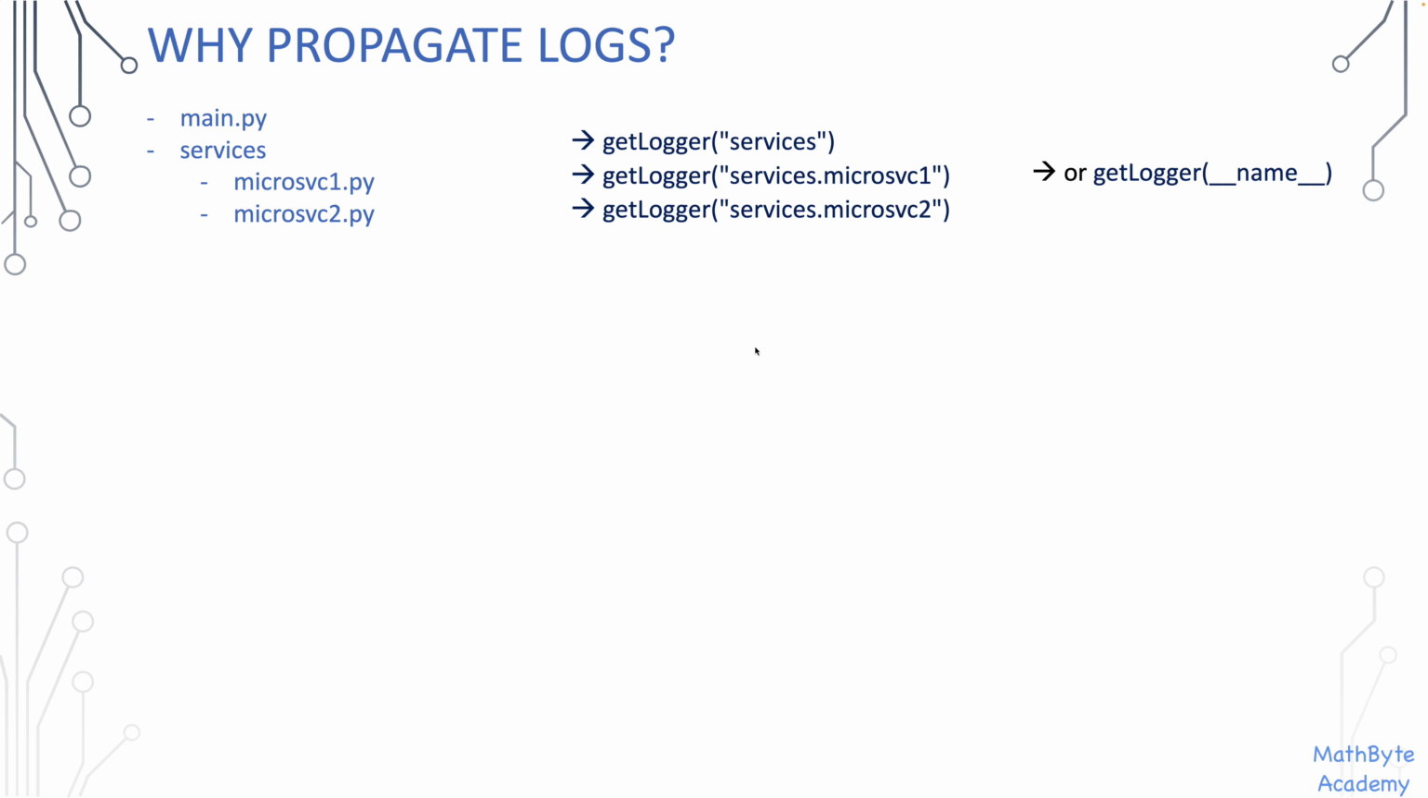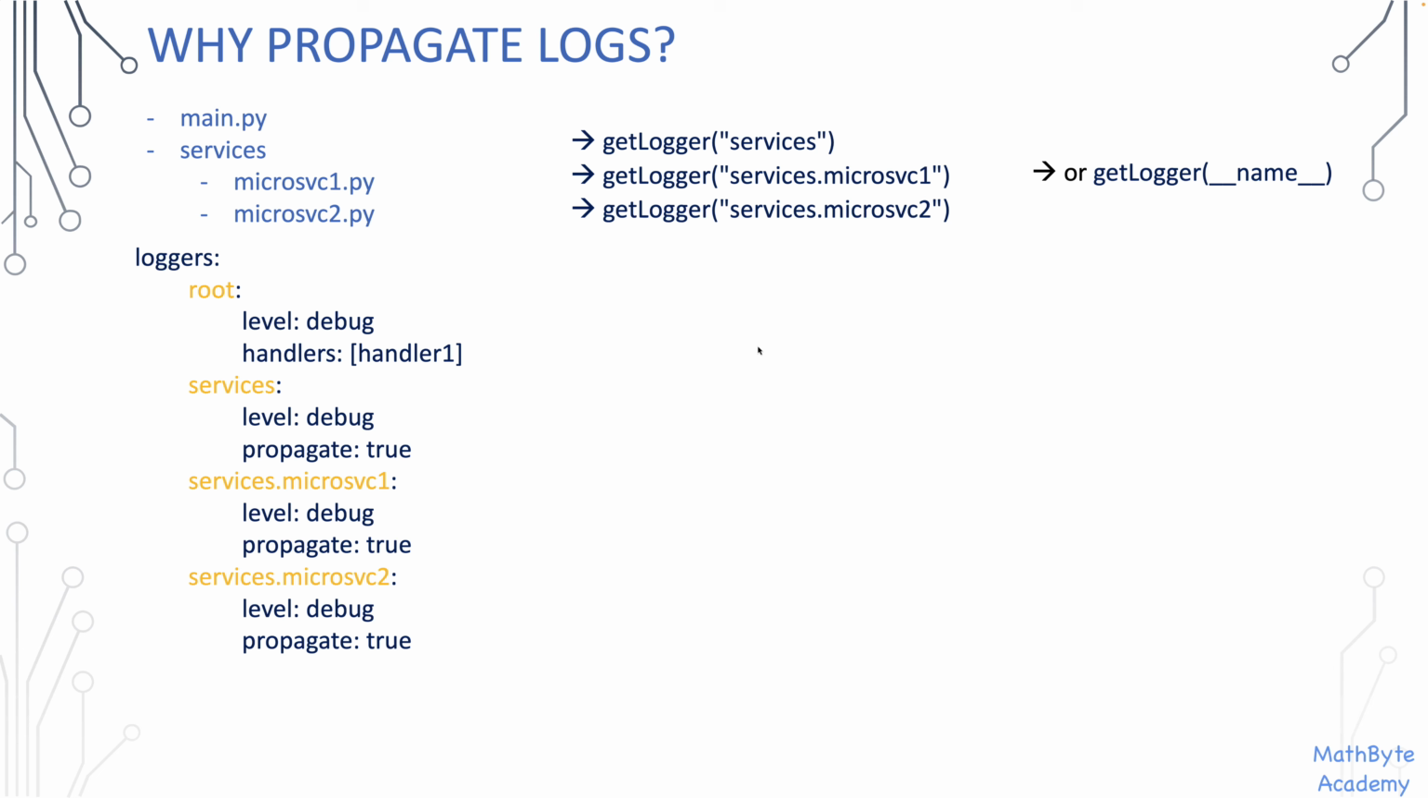So what I can do then in terms of the configuration, I can configure the root logger. Its level is going to be debug, and I'm going to set debug everywhere just to keep things simple for now. And the root logger is going to have a single handler. Let's say that that handler is going to send data out to the console. Now what I can do is I can have these other ones as well: services, services.microsvc1, services.microsvc2. Its level is going to be debug, and I'm going to set propagate to true on each one.